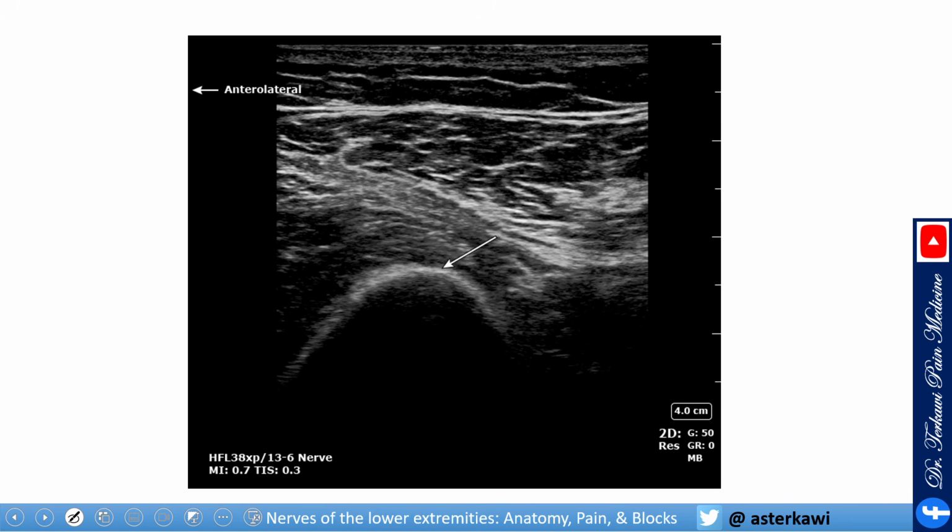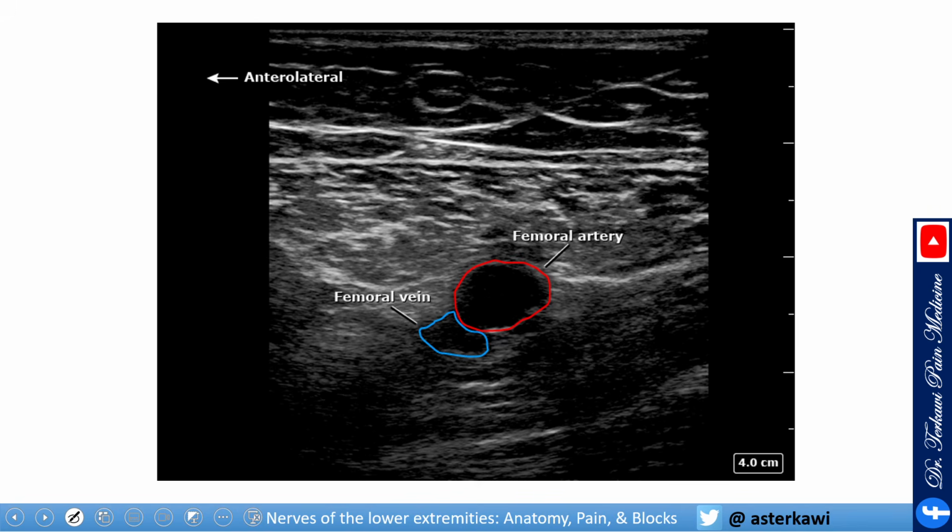However, let's get started. When you start scanning, always have a systematic way. Put your ultrasound probe around the mid-thigh, between the anterior superior spine and the knee, and find the femur bone. Once you find the femur bone, that's lateral, that's medial, then you slide medially until you find the femoral artery and femoral vein.